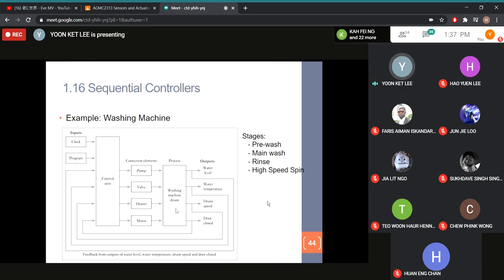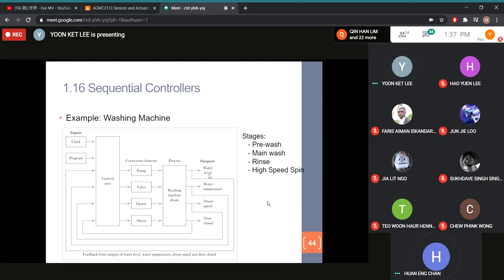No, definitely no, because this is too dangerous. Okay, so all this will get the signal from where? From the process there, from the drum there. They will send it back to the control unit. And in this control unit, which one is the analog, which one is the digital? Can you tell me? Water level, is it a digital signal or analog signal?